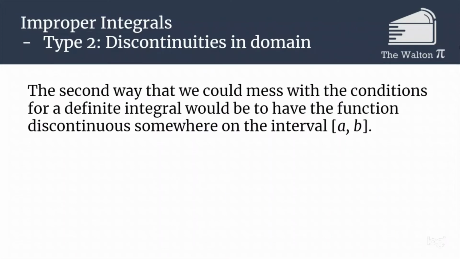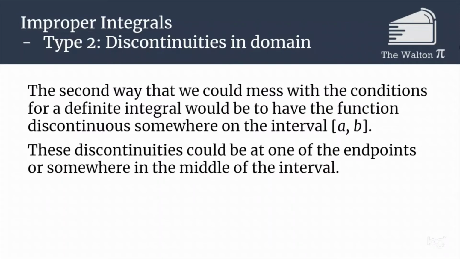Our second type of an improper integral is when there are discontinuities in the domain of the function. So we might have a discontinuity at an endpoint, or we might have a discontinuity somewhere in the middle of the function, or in the middle of our interval. And so those discontinuities are other places we are going to have to deal with when we are trying to figure out if this integral is convergent or divergent.